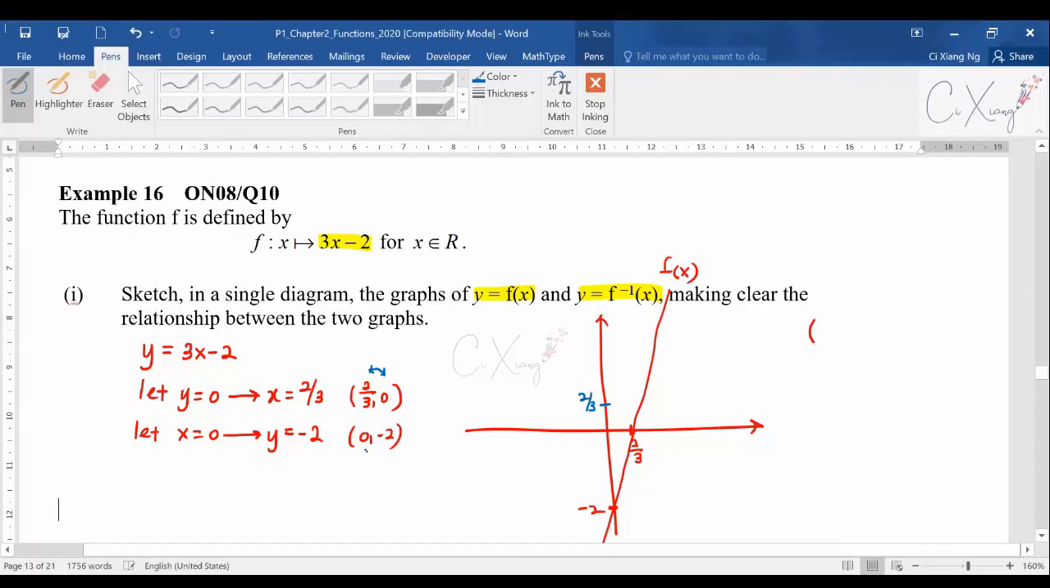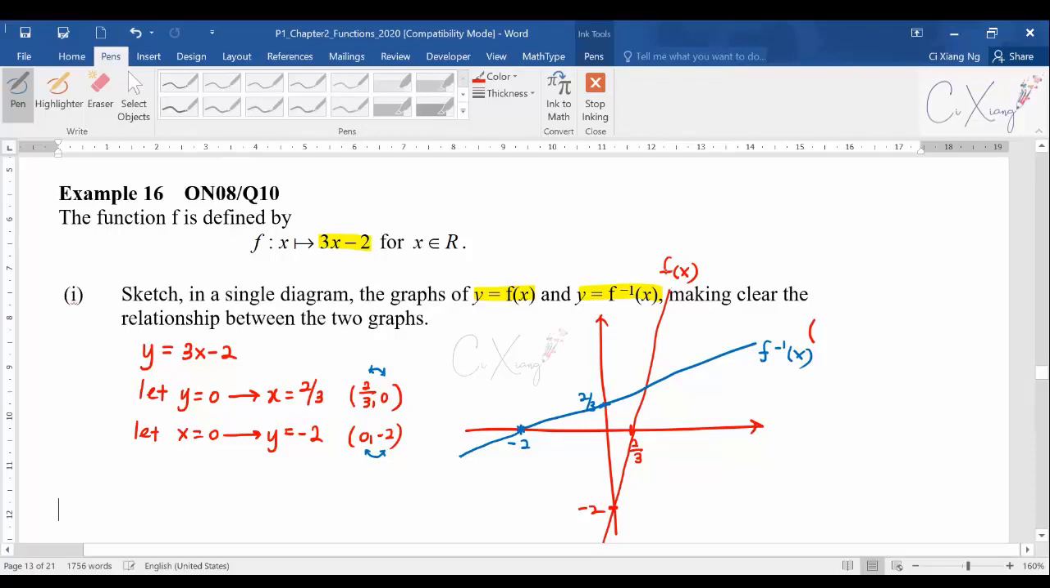Okay, the same thing happens for the next point here. Your x becomes negative 2 and the y becomes 0. So x becomes negative 2 and y becomes 0. It will be somewhere here. So you can try to connect these 2 points, and you join them. So this is the line for f inverse x.